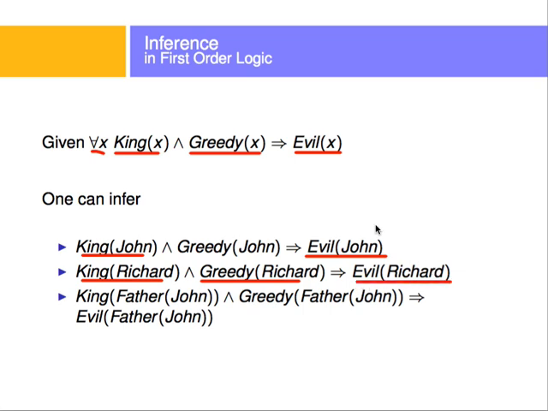I can do more complicated inferences. For example, if I know that the father of John is a king, and the father of John is greedy, then I can say that the father of John is evil. That's the idea of inference: given some facts that I already know, can I derive these conclusions? And with those conclusions, can I iterate over and answer even more questions?